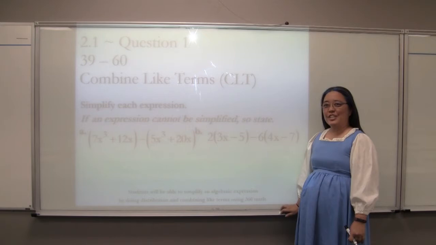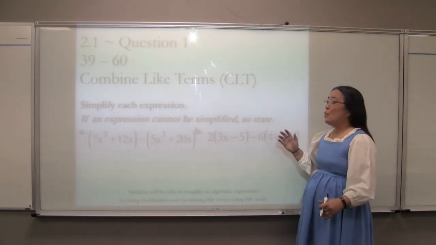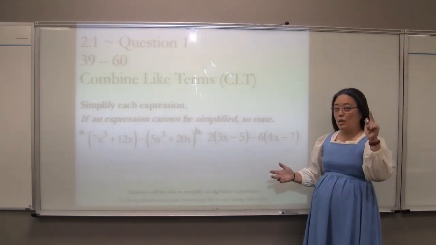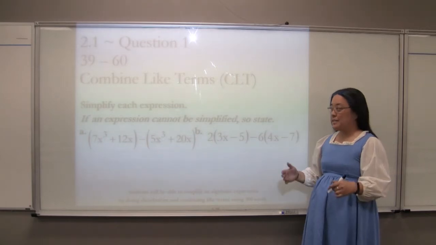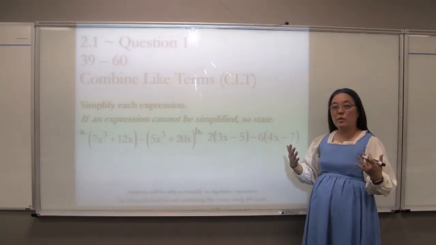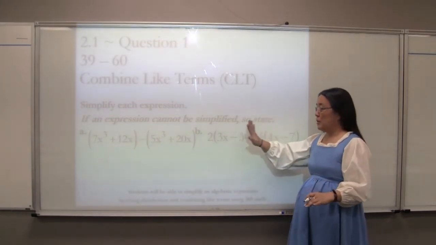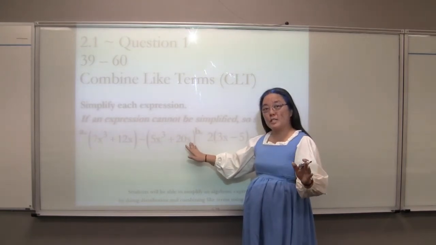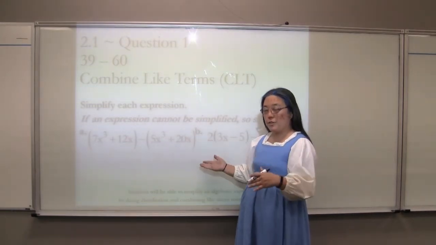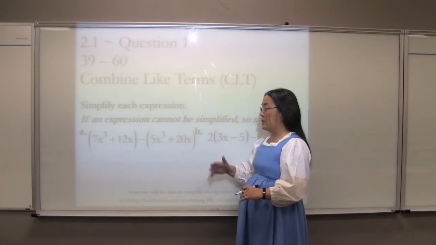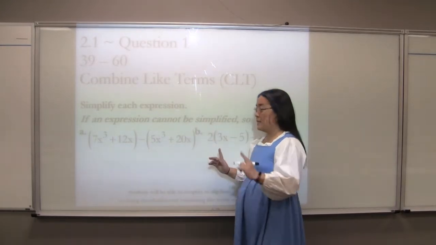Chapter 2, Section 1, Question 1. We're going to combine like terms. You may have done this in previous math classes, but I want to go over it, and we're going to take this a little slower than normal. Here we have the expression versus equation. It does not have an equal sign. It has parentheses.